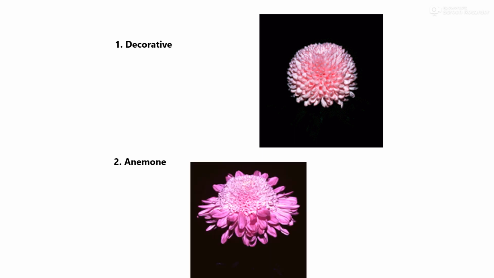Then anemone. The peculiar feature of the anemone is that, like the ray florets, they are flat or maybe twisted or quilled, but the disc florets are well developed and prominent. Examples are Cabell Copse, Graceland, Long Island Beauty, Cloudbank, etc.